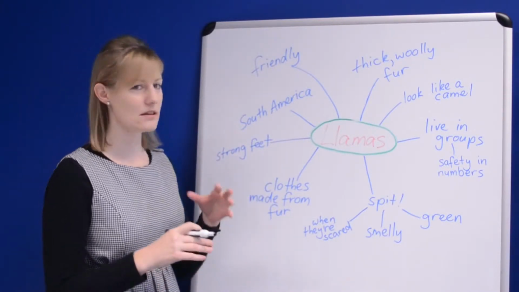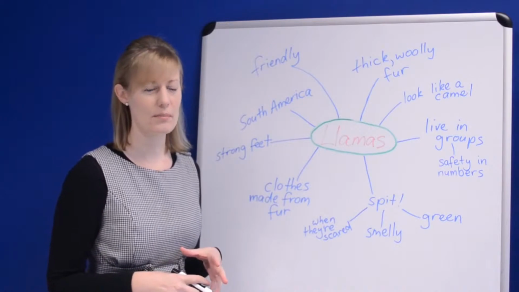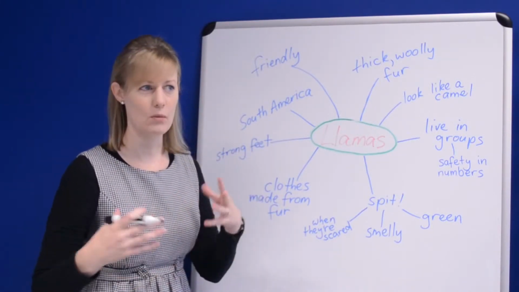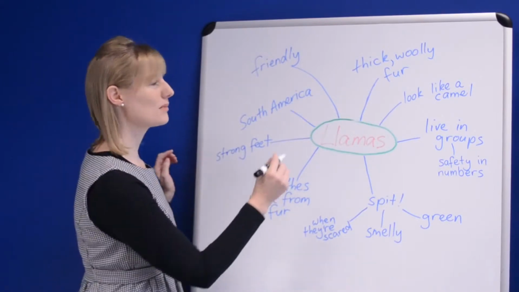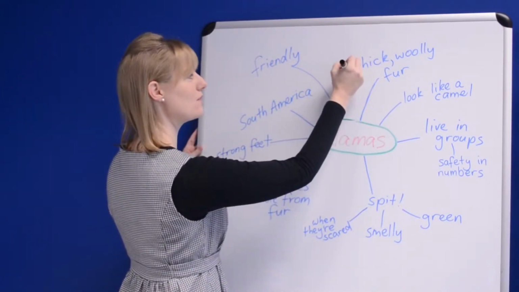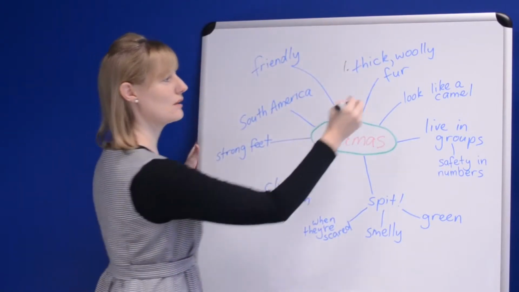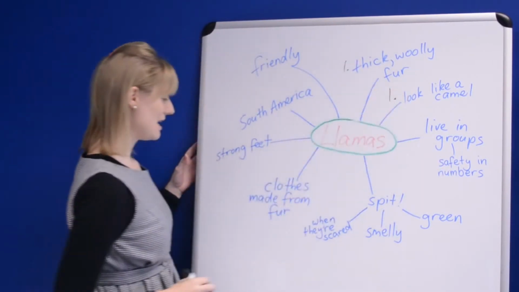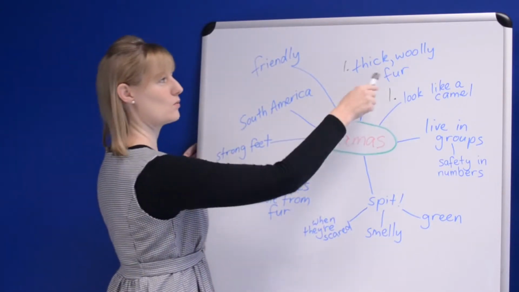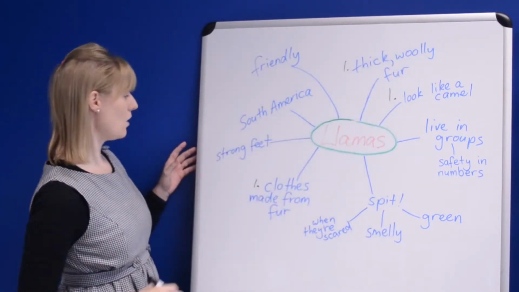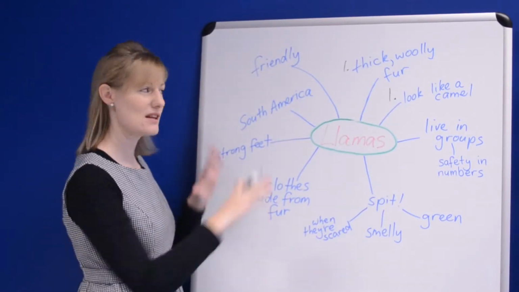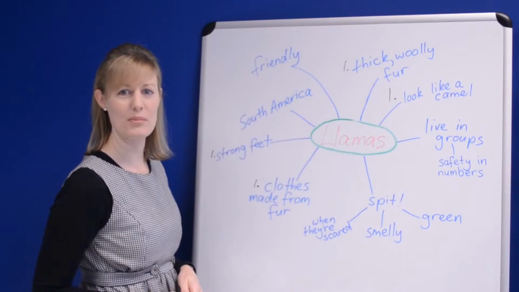Now, I'm thinking that the first paragraph is going to be about how their body is shaped, what they look like and why they live in the mountains. So I'm going to use paragraph 1 for the thick woolly fur and all that, they look like a camel, and the clothes are made from fur. That's also going to go in with the fur thing happening here, or that they've got strong feet. Okay, so they're all the things to do with the body of the llama. So that's going to be the first paragraph for my body.